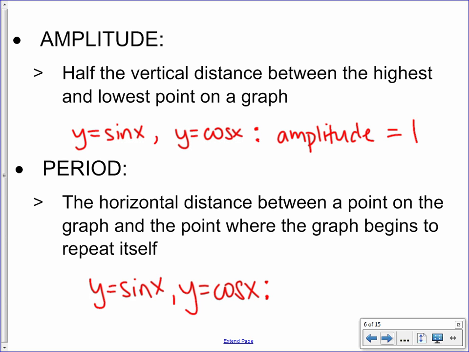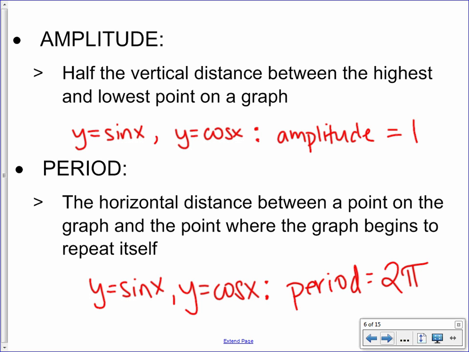So we've graphed our 2 parent functions, right? How long horizontally does it take before those graphs are going to start to repeat again? 2 pi. Very good. If you notice, the graphs that you put down on your paper stretch from 0 to 2 pi, and then they were going to start to repeat again. So that means our period is 2 pi.